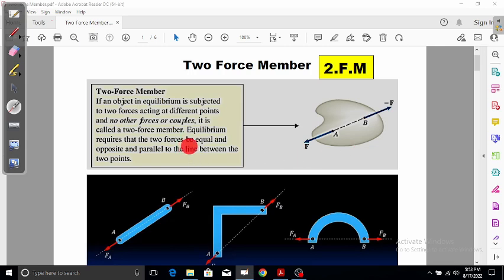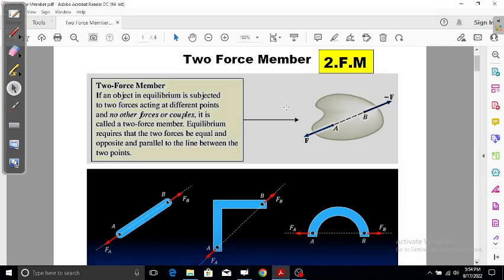Equilibrium requires that these two forces must be equal in magnitude and opposite and parallel to the line between the two points. What does it mean? It means these two forces must be collinear, they must have the same magnitude, and their sense must be opposite. Then that type of member will be treated as a two force member.